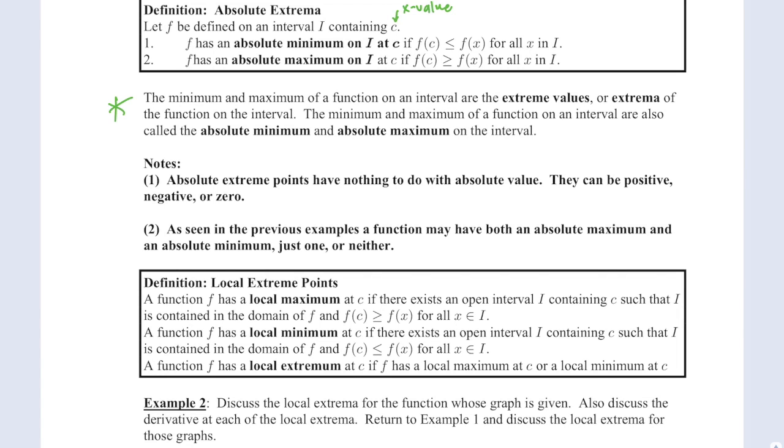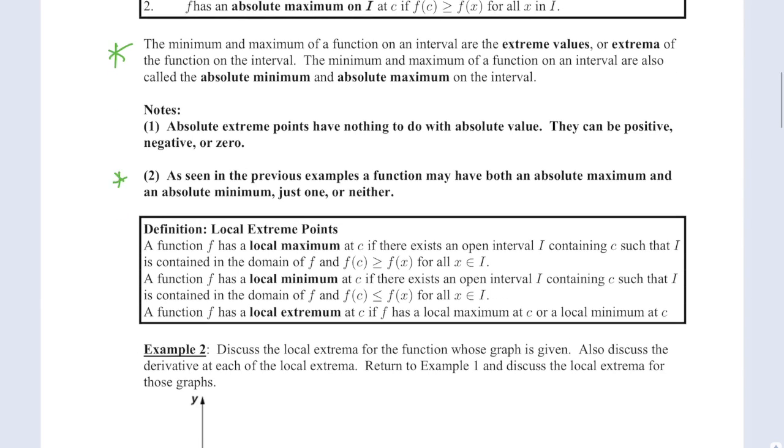So just a couple notes. Even though the word absolute occurs in that definition, it has nothing to do with absolute value. These can be positive, negative, or 0, so unrelated to absolute value. And then just like we were seeing as we were talking through those previous examples, one function might have just one absolute, either a maximum or a minimum. They might have both, or they could have neither.